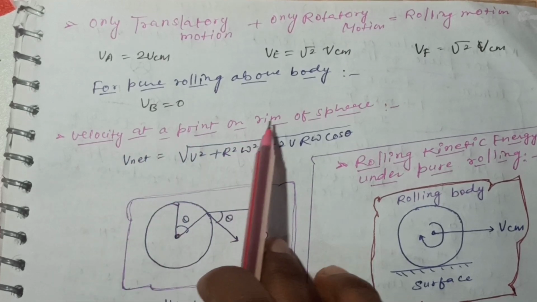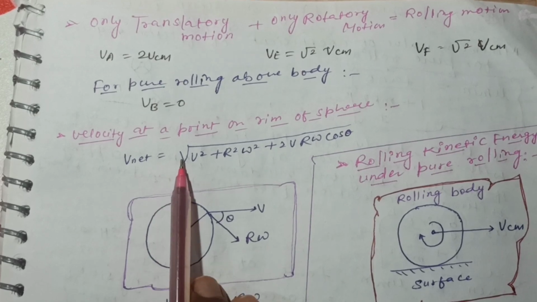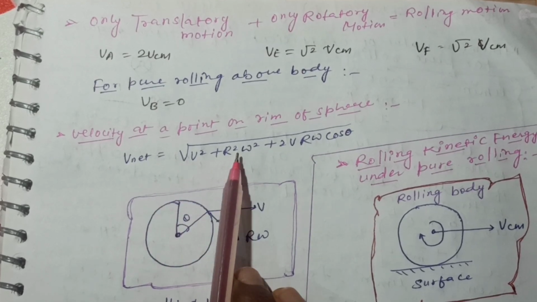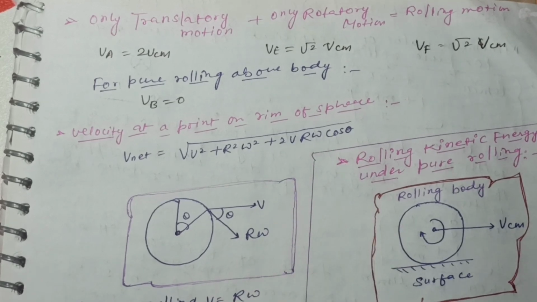Velocity at a point on the rim of a sphere: V net is equal to under root v square plus r square omega square plus 2 v r omega cos theta.